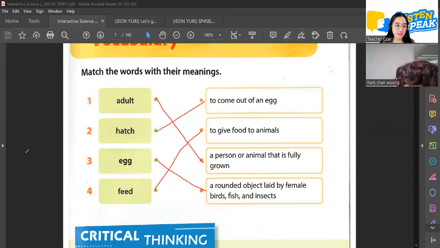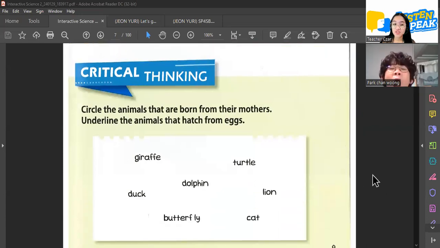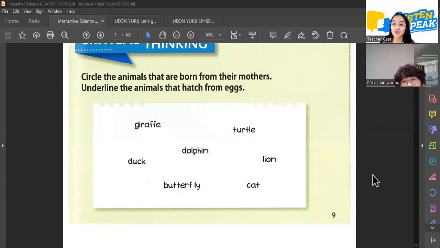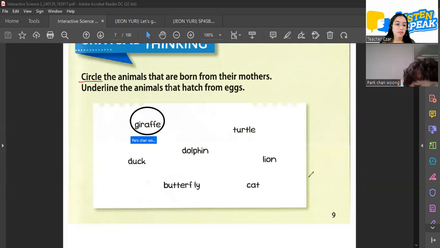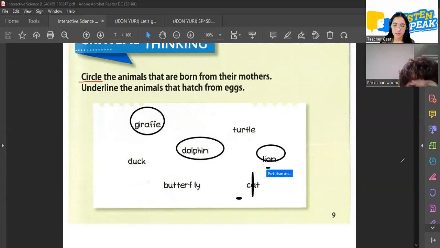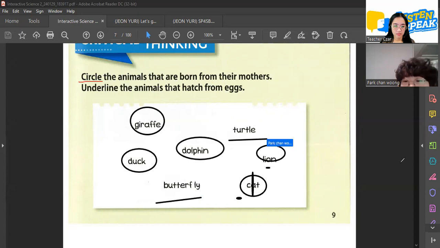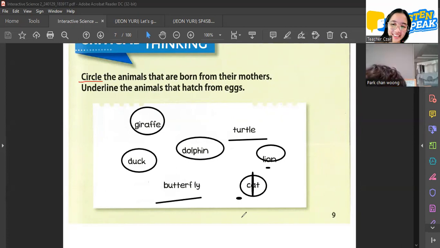Now we will move on to the next one, the last one for this topic, which is critical thinking. All you need to do is circle the animals that are born from their mothers and underline the animals that hatch from eggs. Remember, you need to circle the animals. Okay, are you done? Yes. So let's check your answer.